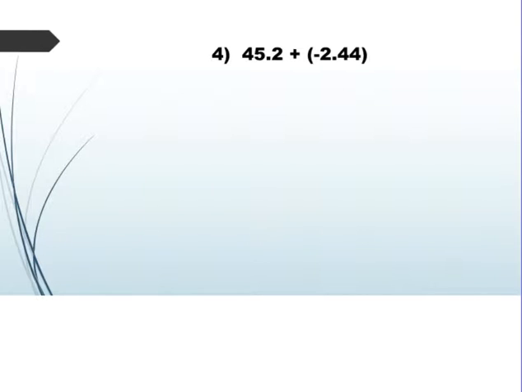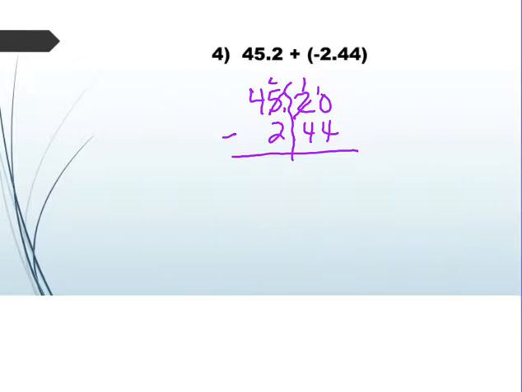Problem number 4, it's addition. Signs are different. Big minus small. Make sure your decimals lined up. Have to carry 10 from here, carry 10 from there, and we're good to go. 10 minus 4 is 6, 11 minus 4 is 7. Put our decimal in its proper place.